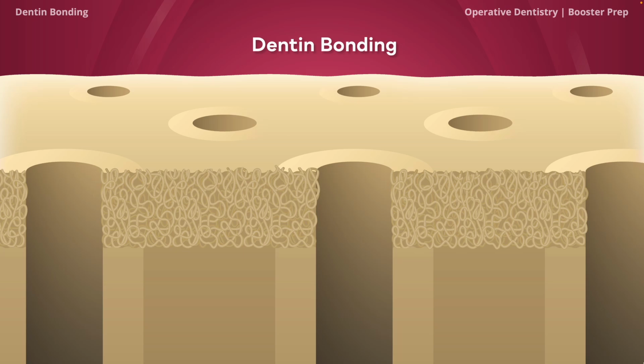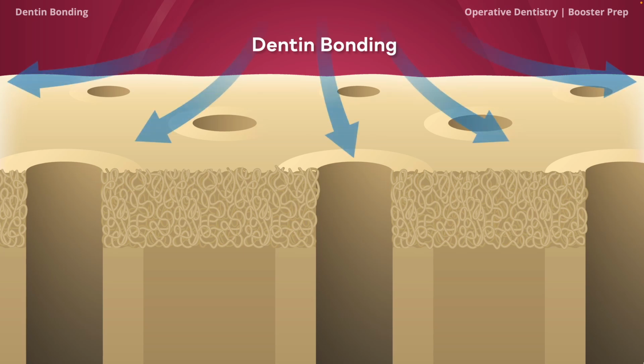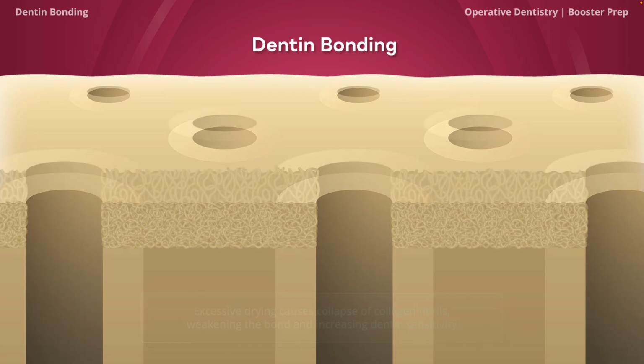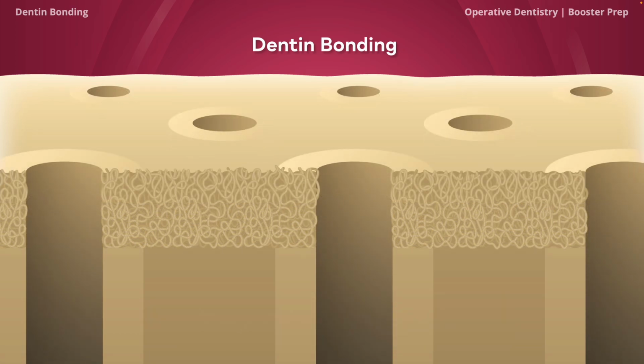Now the key to keeping these collagen fibrils nice and plump is to ensure they remain hydrated, because excessive drying with the air-water syringe will cause these collagen fibrils to collapse, which will in turn weaken the bond we're able to create, and it'll increase dentin sensitivity. So don't over dry. We want some moisture present within the collagen network so that the fibrils can stand tall and plump as we see here.